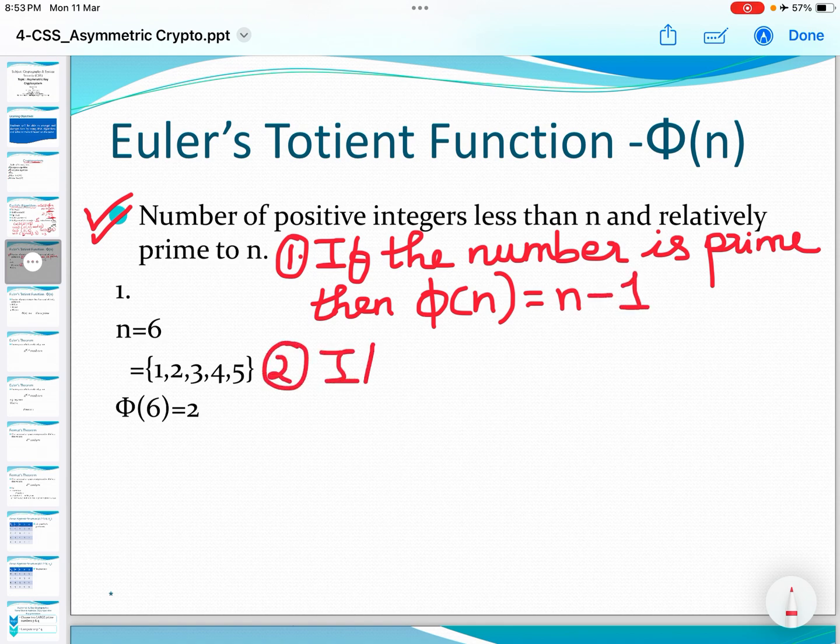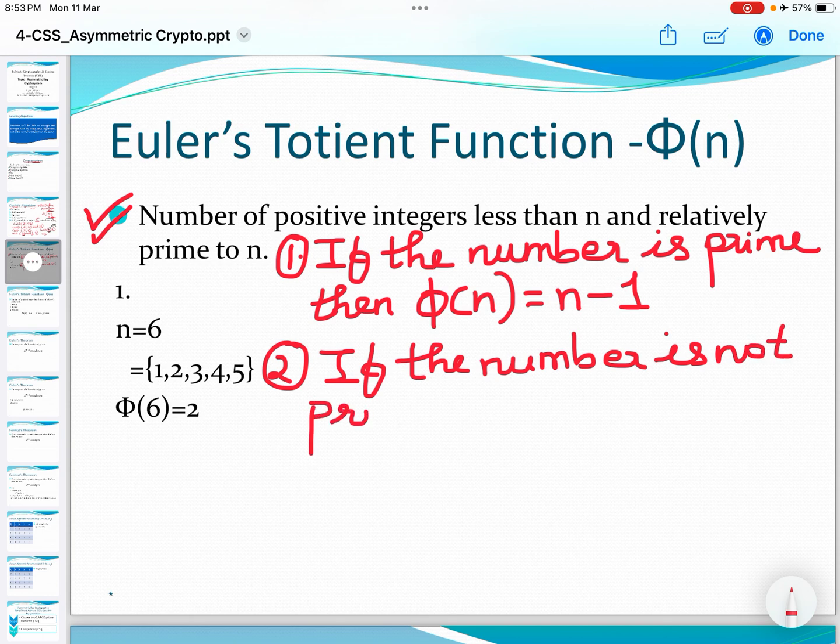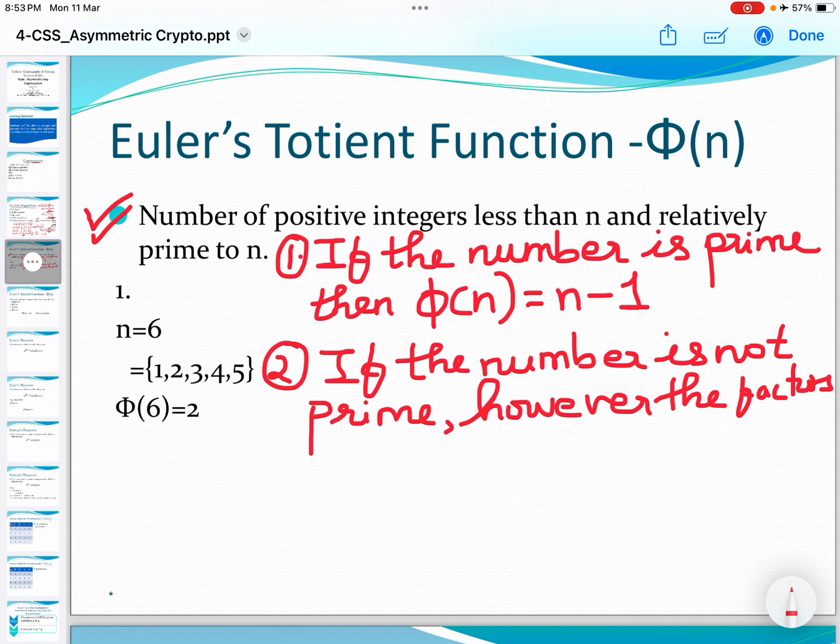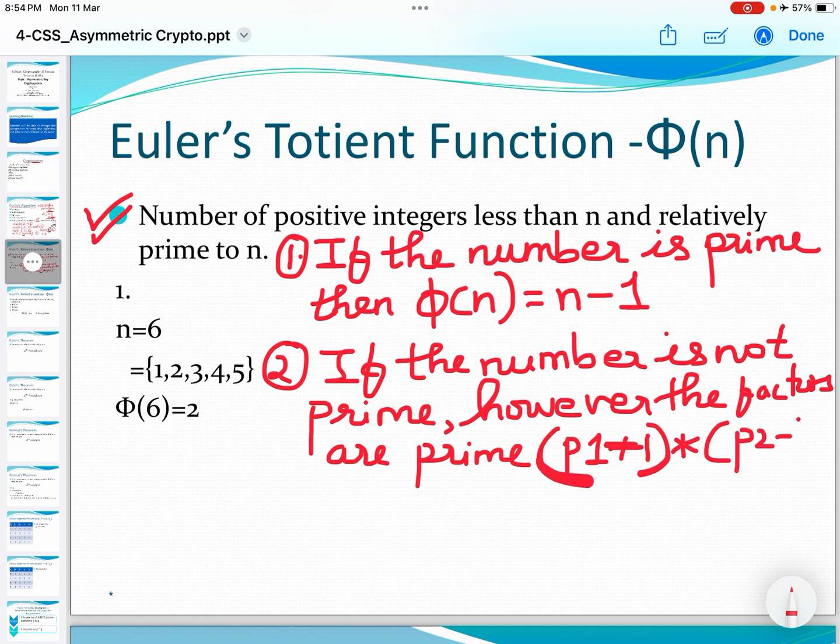But if the number is not prime, however, the factors are prime, then we simply do P1 minus 1 into P2 minus 1.